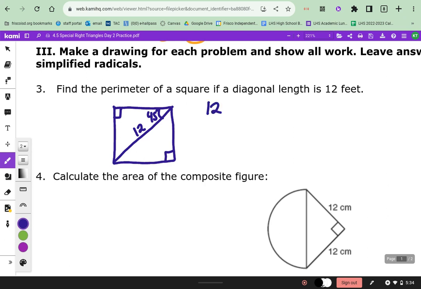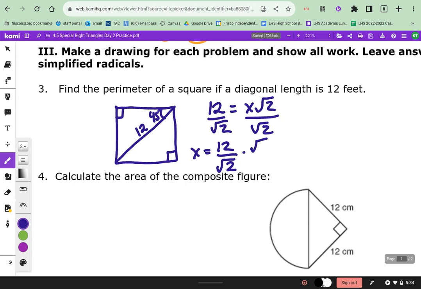That means that 12 is equal to x root 2. So let's solve for x. Divide by root 2 on both sides. So x equals 12 divided by square root of 2. Now we will multiply by root 2 over root 2 to get 12 root 2 over 2, or 6 root 2. Now that is one side length. So one side length is 6 root 2.